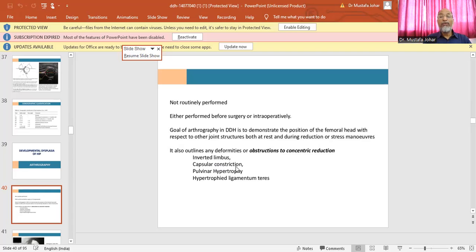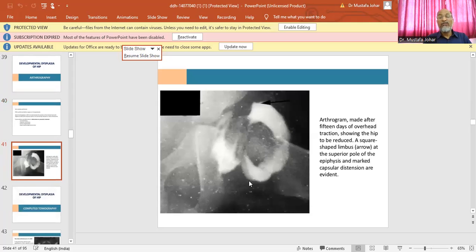Then you have got pulvinar hypertrophy. Whatever the tissue is within the base or the floor of the acetabulum, that hypertrophies, and that's called the pulvinar. Then you have got a hypertrophied ligamentum teres: at the pit or at the center of the acetabulum, you have got a ligamentum teres, and that becomes hypertrophied because of the constant pull.